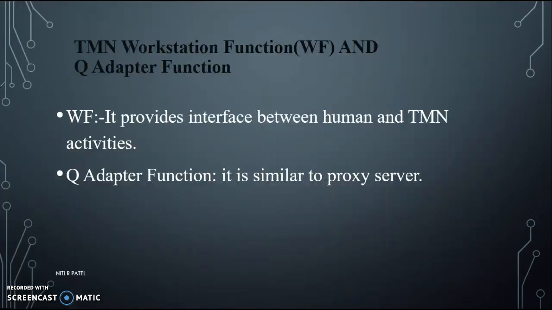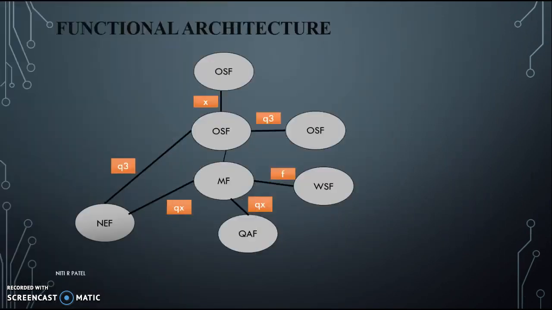The last two functions are the workstation function and queue adapter function. The workstation function provides the interface between the human activities and the TMN activities, whereas the queue adapter function is similar to the proxy server. So the functional architecture includes the modules like OSF, that is operating system function, MF, that is mediation function, NEF, that is the network element function, QAF, that is queue adapter function, and WS, that is workstation function.